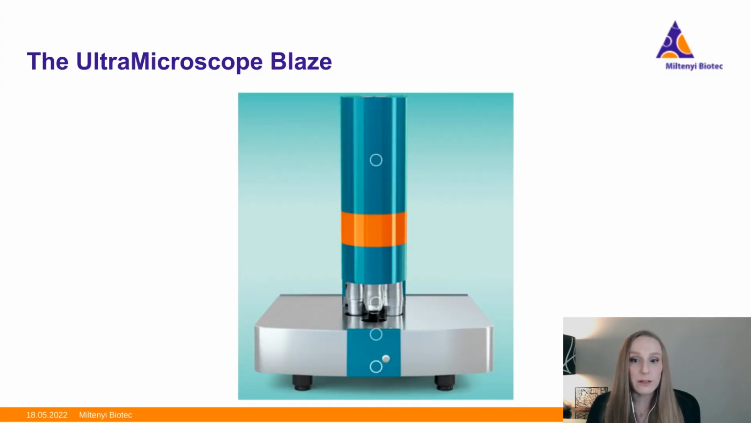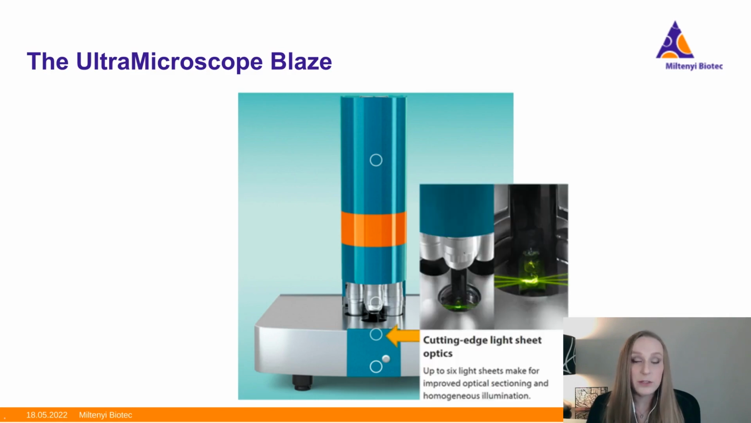So we're going to go ahead and start with the actual light sheet optics themselves. So the ultra microscope is actually equipped with 6 light sheets, 3 on the left and 3 on the right. If you think about this, if you only have one light sheet going through even a cleared tissue, you might get something like the image on the bottom right-hand corner. However, by adding these different light sheets from the left and the right, you get a much more homogeneous illumination, better sectioning, and even better image quality.